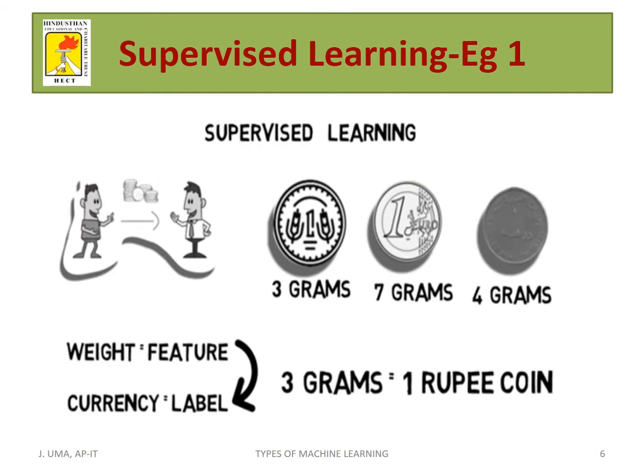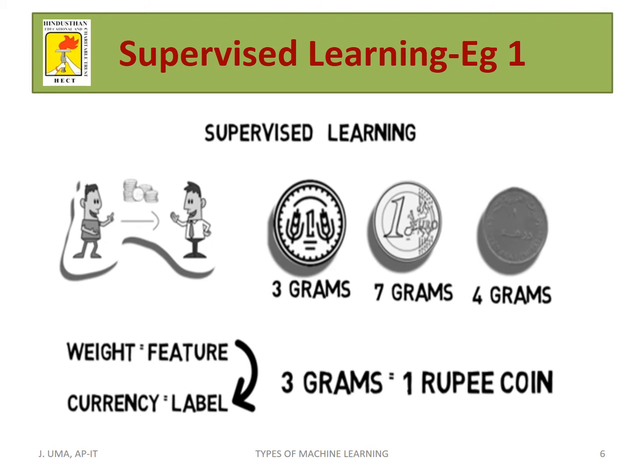Say, for example, your friend gave you 1000 coins of three different currencies: say rupee 1, 1 euro, 1 dirham. Here each coin has a different weight and shape. Here weight and shape are the features of the dataset. Rupee, euro, dirham, that is the currency, are the labels of the dataset.